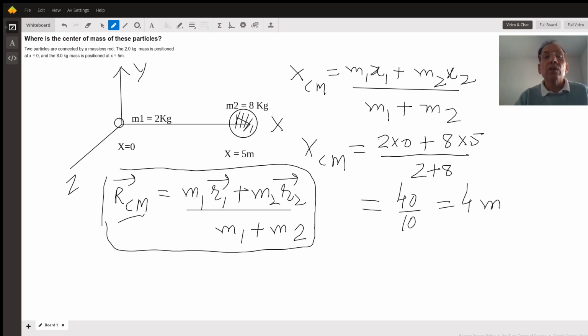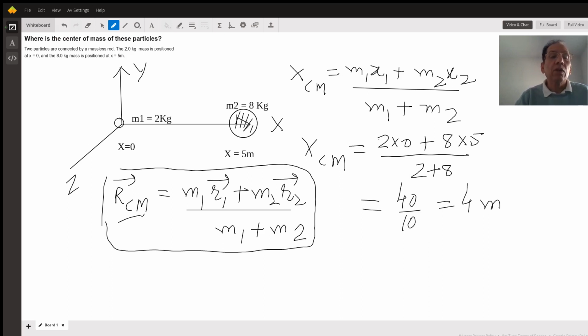And if they are only along the y-axis, then it is y center of mass equals m1 y1 plus m2 y2 plus m3 y3 divided by m1 plus m2 plus m3. And likewise, z center of mass is m1 z1 plus m2 z2 and so on, divided by m1 plus m2 plus m3 and so on. In this question, which is a simple one, there are just two masses sitting on the x-axis only.